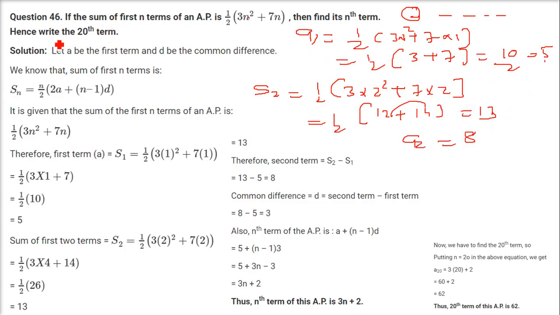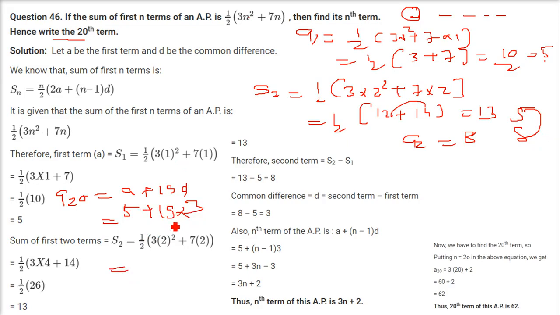So A and D are known. You can always find the 20th term. A20 will be equal to A plus 19D. A is 5, so 5 plus 19 into D. D is what? The first term is 5 and the second term is 8, so 8 minus 5 is 3. Put it here: 5 plus 19 into 3. 19 into 3 is 57, plus 5, so you get 62. So 62 is the 20th term.